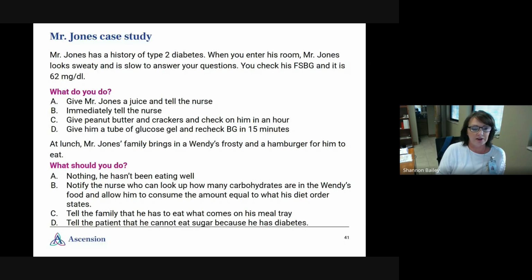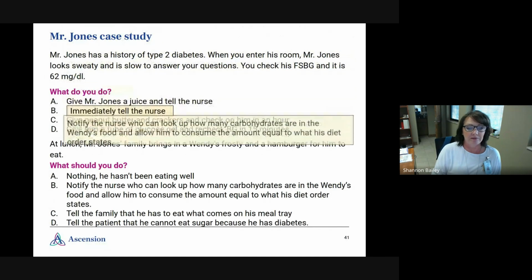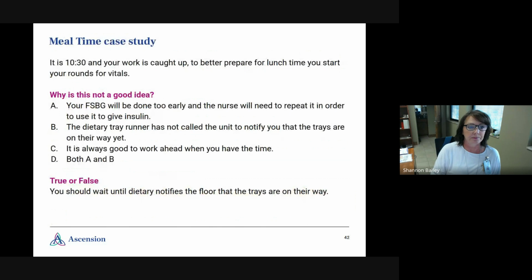Caitlin got it right. It is B. Let the nurse know. She can look up the carbs. I can tell you just from personal experience, a Wendy's Frosty is going to be about 60 grams of carbs, which is probably the total amount of his carbs on the tray. So he may have some choices to make on that one.